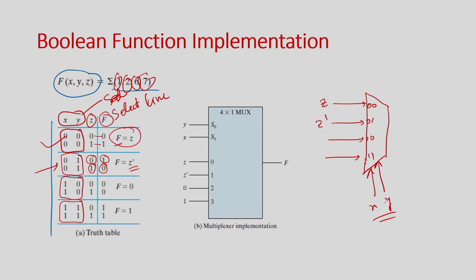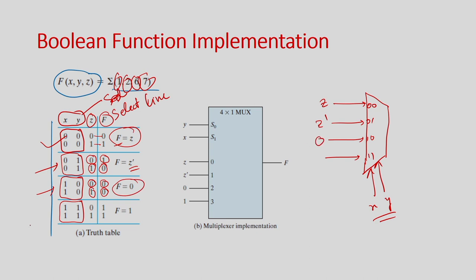Now I'll see the combination of xy 1 0. In this case I'm seeing that if z equals 0, output is 0. If z equals 1, output is 0. So it means it does not depend on z. So f is basically 0. So I'll connect 0 here.